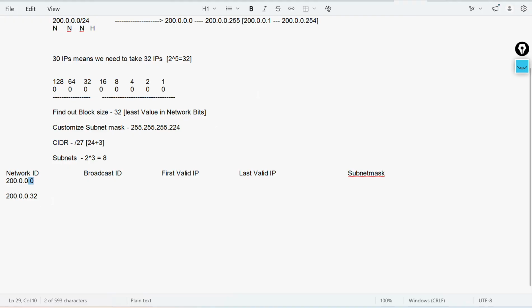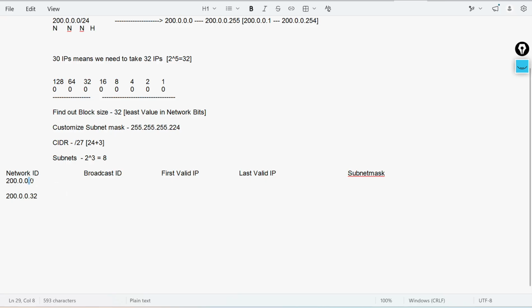What is the last one? The last one is 224. Till 224, we should get 8 subnets. Remember this point. You should not get less than 8. You should not get more than 8. You should get exactly 8 subnets.